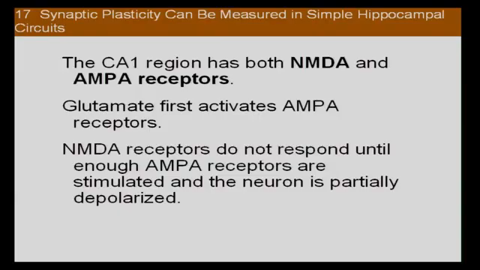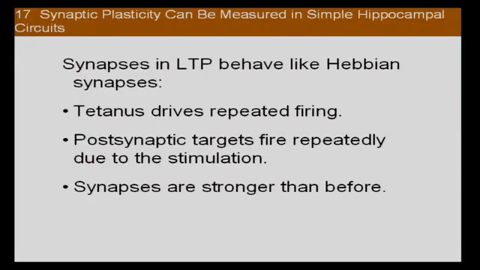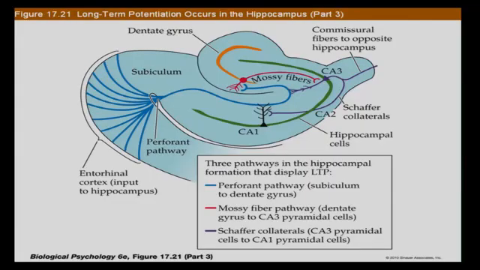It turns out that the CA1 region has both NMDA and AMPA receptors. What happens is glutamate that's coming from the Schaffer collaterals, this can be CA1 and CA3, have both NMDA and AMPA receptors. So what I'm going to be telling you about the CA3 to CA1 synapse is also true for the dentate gyrus to CA3 synapse.